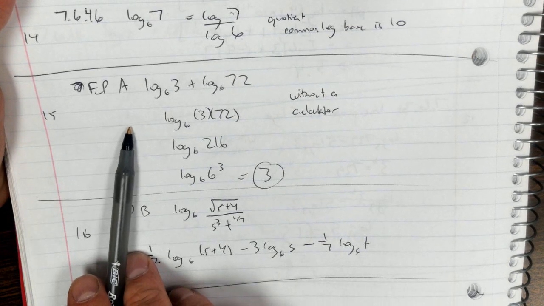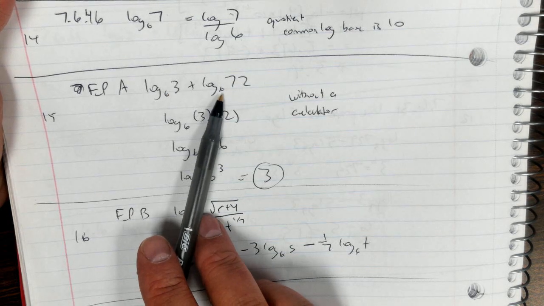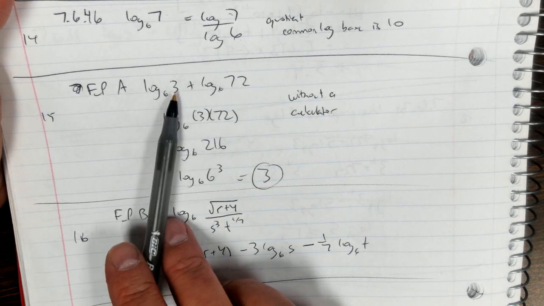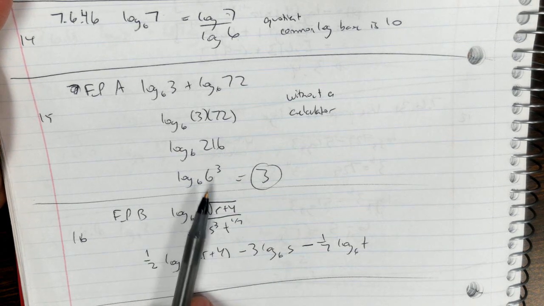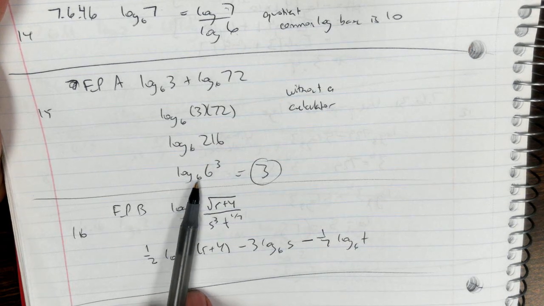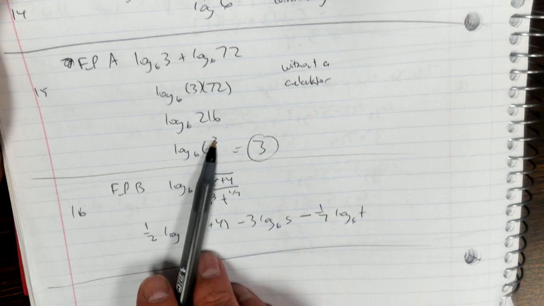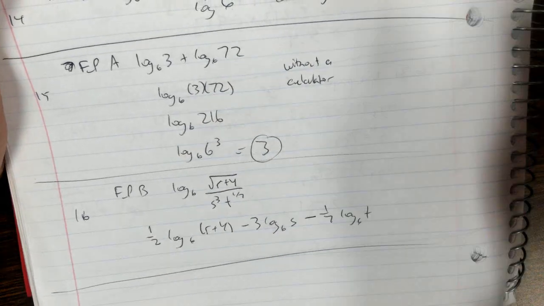On extra practice A, we have log base 6 of 3 plus log base 6 of 72. So if it's plus, you multiply, and so you got 216, and then 6 to the 3rd is 216, and so your 6's cancel, so your 3 is your answer. Your exponent is your answer.